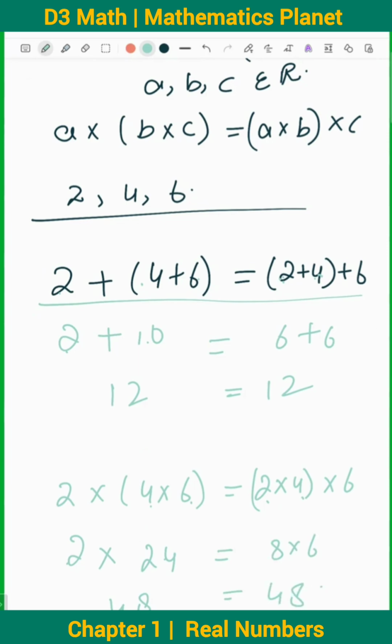एसोसिएटिव प्रॉपर्टी का मतलब है दुनिया के जो से मर्जी 3 रियल नंबर्स ले लो, उनको आप जिस मर्जी ऑर्डर में ऐड कर लो, आपका आंसर सेम आएगा। जिस मर्जी ऑर्डर में मल्टीप्लाई कर लो, आपका आंसर सेम आएगा। बच्चों ये चीज ओके हो गई आप दोनों के लिए?